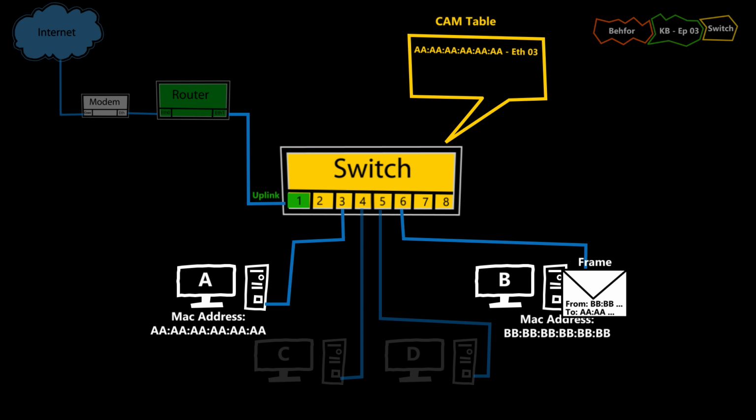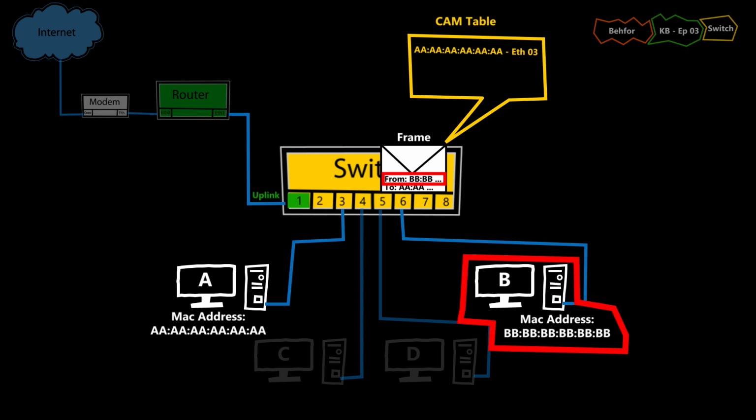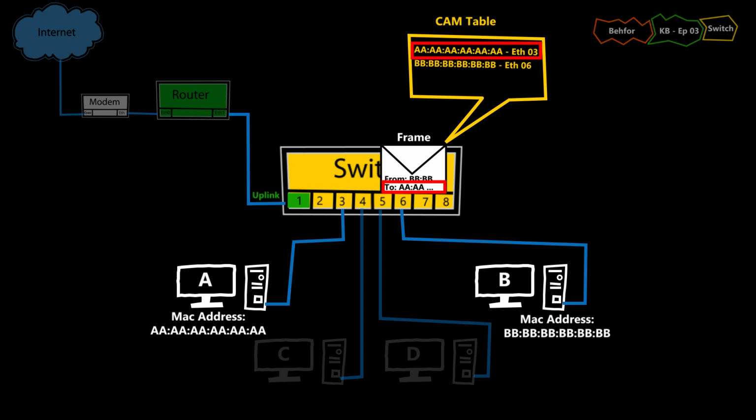Now, when device B wants to send the frame to device A, it will send it to the switch, and the switch will learn that this MAC address is connected to this port and it will update its CAM table accordingly. Now, because the destination MAC address is already available in the CAM table, the switch can easily forward the frame to the right port and doesn't need to send it to all.